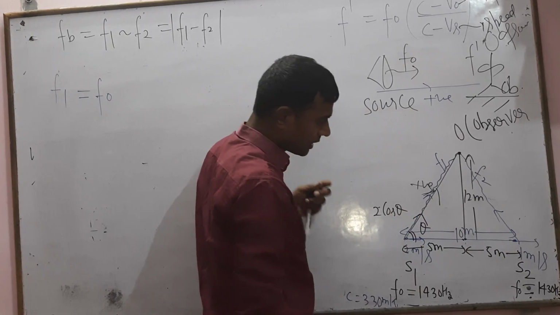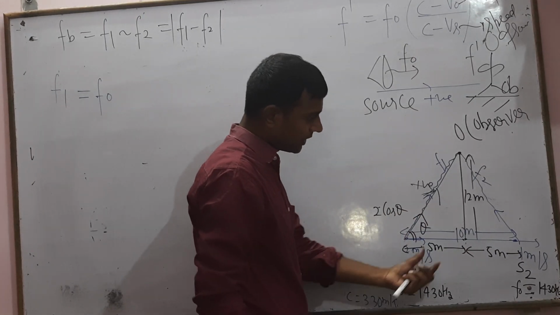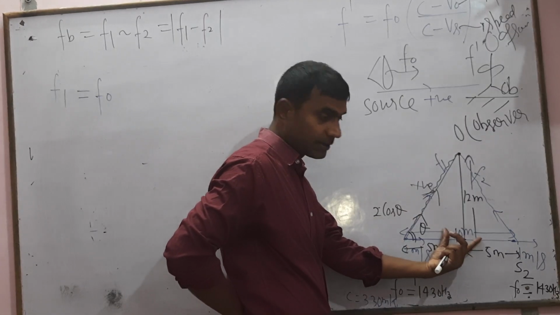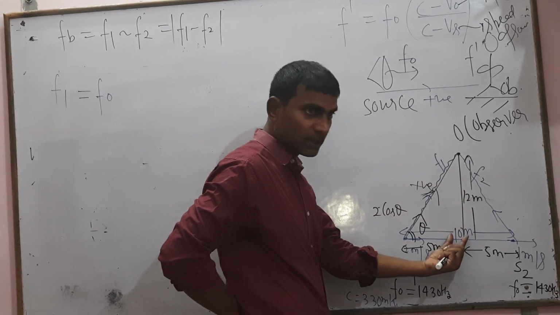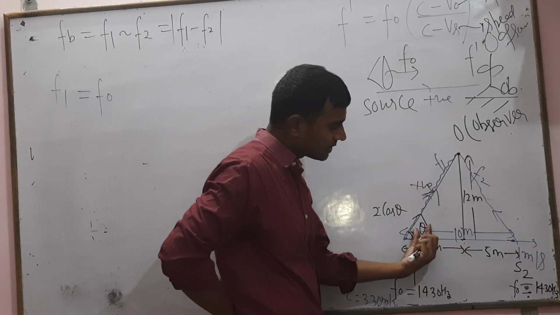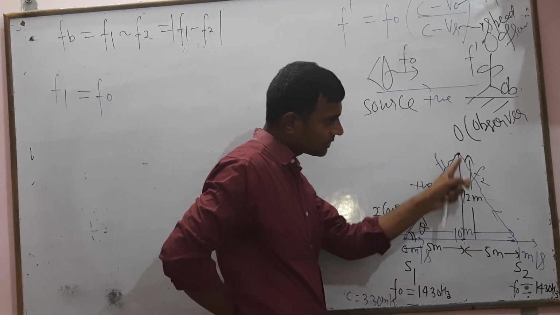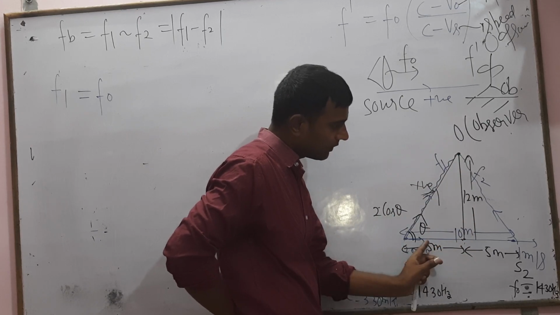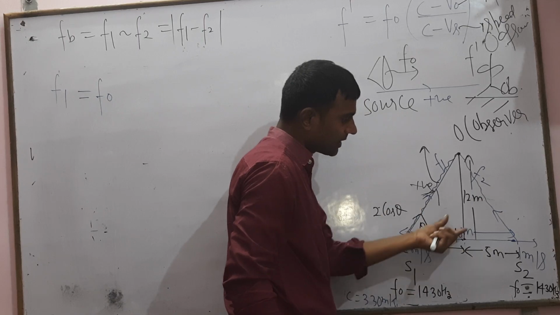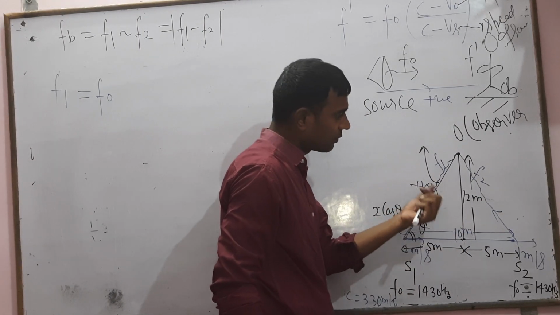In this question, at this instant, we have to find the beat frequency when the two sources are 10 meters apart, meaning they are equidistant from the man. So this is 5 meters, and if this is the angle theta, and this is the given point at 12 meters and this is 5 meters, then by Pythagoras theorem, root of base squared plus perpendicular squared, which will be equal to 13.